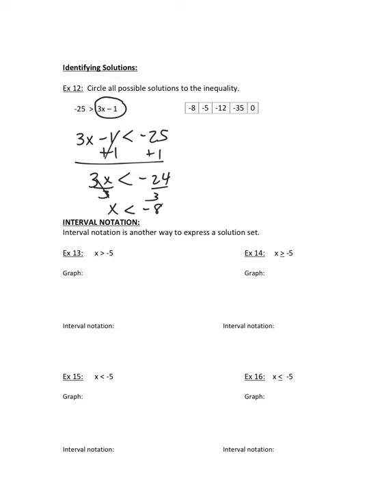So I want to circle all the possible solutions to this. I am only going to circle negative 12 and negative 35, because this is saying that x is a number that is less than negative 8, not actually equal to negative 8. So negative 8 is not a solution because it's equal to negative 8. Negative 5 is not, because it's bigger than negative 8. 0 is not, because it's bigger than negative 8. All right, so the only two are negative 12 and negative 35.